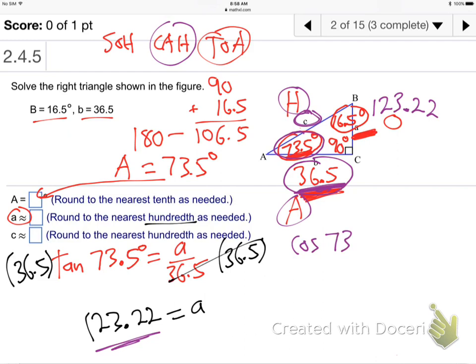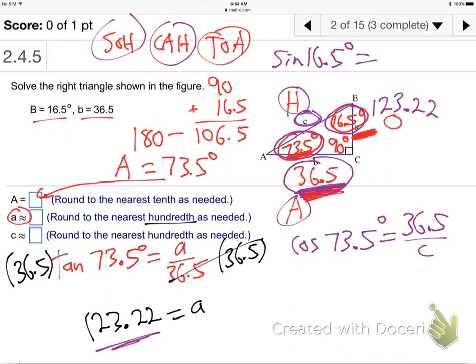So I could do cosine. There's other things I could do. I could do cosine of 73.5 degrees is adjacent 36.5 over hypotenuse, which is the little c. That's one thing I could do. You could go up to the 16.5 and do sine, right? You could write sine of 16.5, sine is opposite over hypotenuse, that would be 36.5, the opposite side from him, over the hypotenuse c. That'd be fine. Make sense? Either one is good.